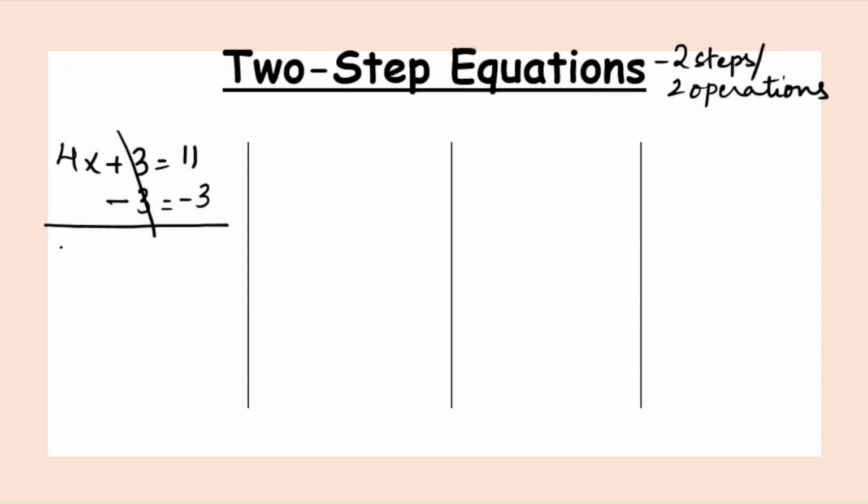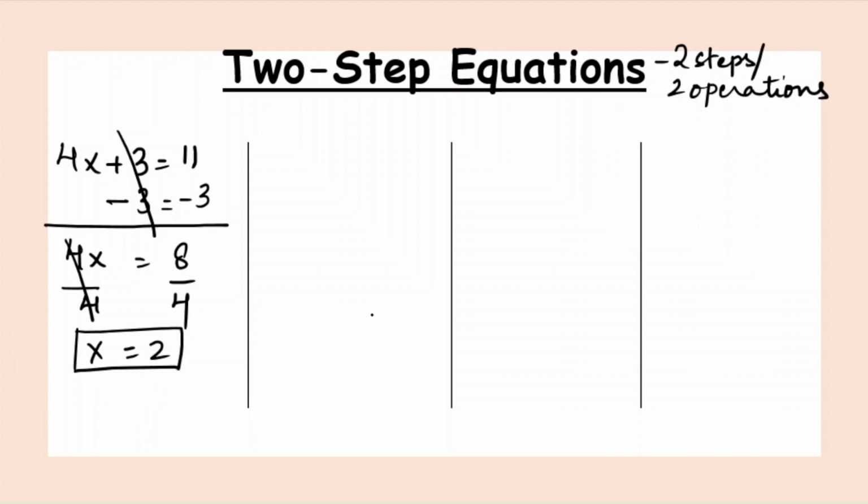Plus 3 minus 3, 0. So 4x is 4x over here equals, what is 11 take away 3? 8. Now we eliminated 3 and now we will eliminate this 4 which is being multiplied by x. And if you look closely, this is just a one-step equation. 4 is multiplied by x, and what is the opposite operation of multiplication? It's division. So divide by 4. So 4 divided by 4, 1. 1x means x, and 8 divided by 4 gives me 2. So that's the value of the unknown quantity x.